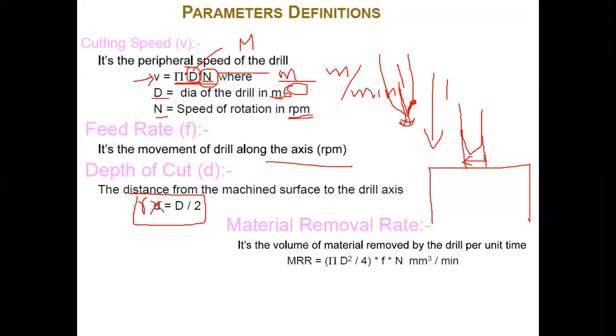Then one more important parameter in any machining is material removal rate. Material removal rate is how much volume of material is removed from the workpiece in unit time, say in 1 minute. For that, we need to multiply all these three parameters. So pi d square by 4 is the area, into f, which is the feed, into n.